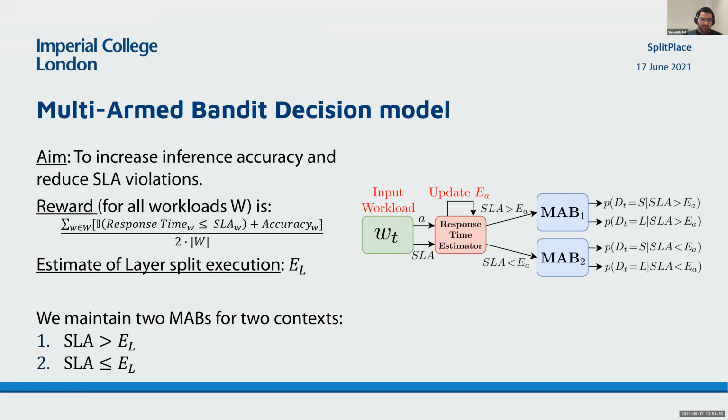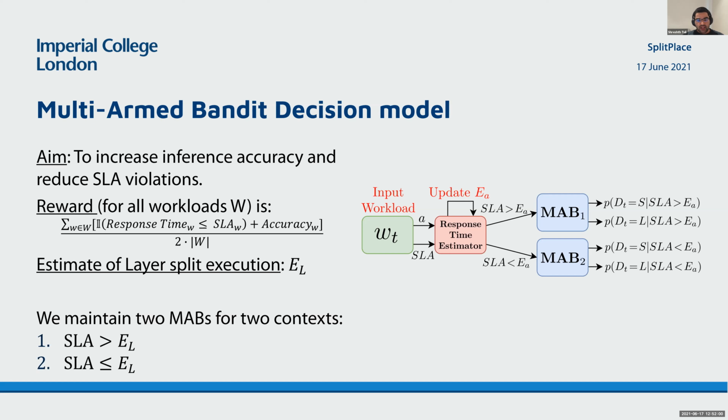But in our case, the most important factors to consider when deciding whether to use layer or semantic splits are the SLA deadline and the accuracy achieved for each input workload. And this is particularly characterized by the reward function as shown here, in which we consider both inference accuracy and the SLA violation rates averaged over all input workloads.